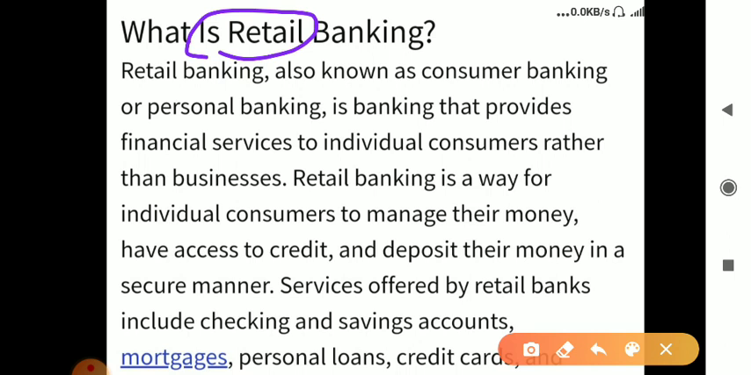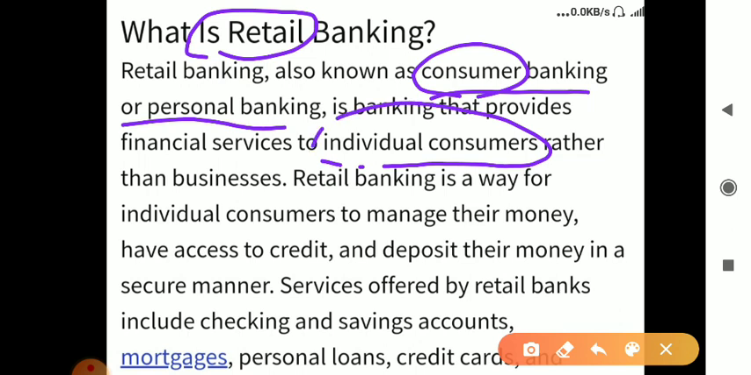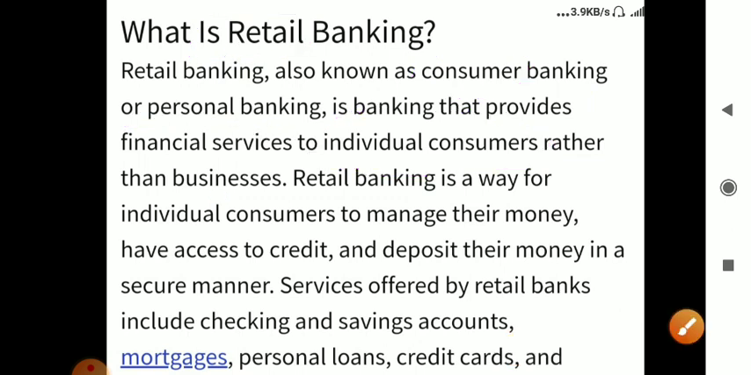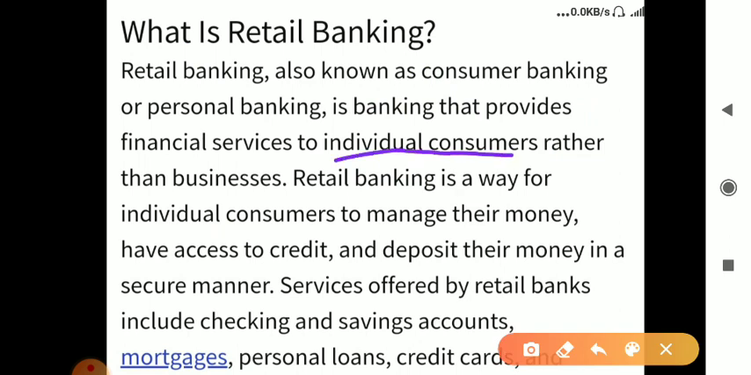So retail banking is also known as consumer banking, right? That means the banking related to consumers, that is, individual customers. Or personal banking, which is banking that provides financial services to individuals. This is very important. Retail banking deals with individual customers rather than businesses. And the banking related to businesses, what is that? You can comment in the comments section, and we are going to discuss it in the next video, right? More specifically, retail banking deals with individual customers. Simply remember this one term.